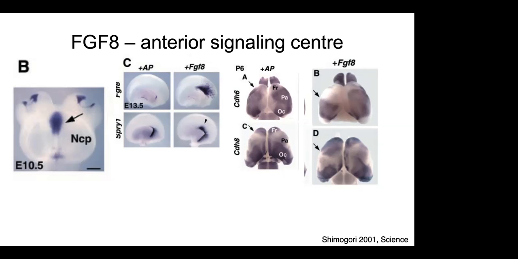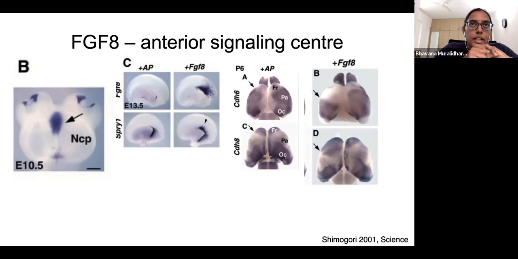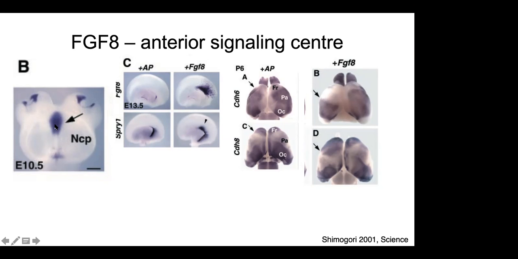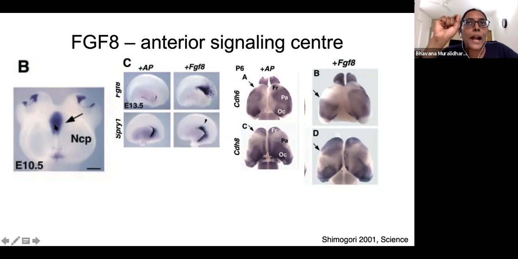Now, why would you want to do a sufficiency experiment? Why do you want to overexpress and see? Because now you want to ask the question: is this sufficient to induce or pattern the tissue? For instance, suppose you overexpress FGF8 at the back of the brain and nothing happened. What is the conclusion which you would draw?